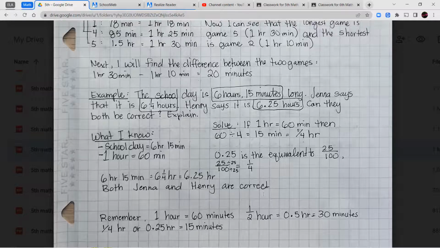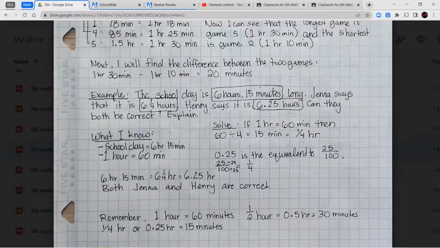I know that the school day is 6 hours and 15 minutes. That's what they gave us in the question. And I boxed those numbers. Any of the numbers I had in the question, I circled or boxed them so they're easy for me to find. Now, I also know that 1 hour is equal to 60 minutes. So if 1 hour is 60 minutes, then 60 divided by 4 is going to give me 1/4 of an hour, which equals 15 minutes. So far I know that Jenna is correct. Now I need to see if Henry is correct.